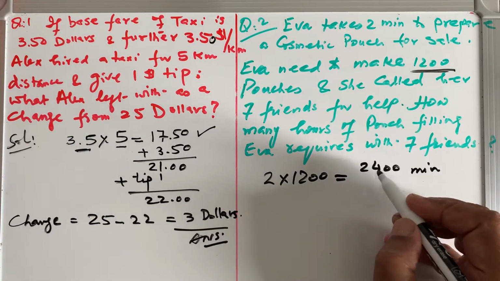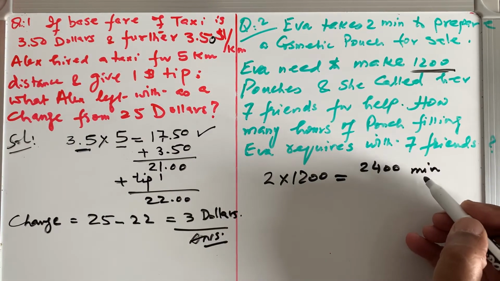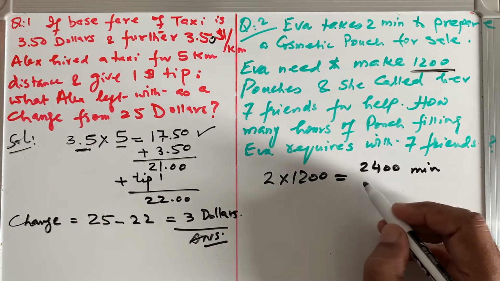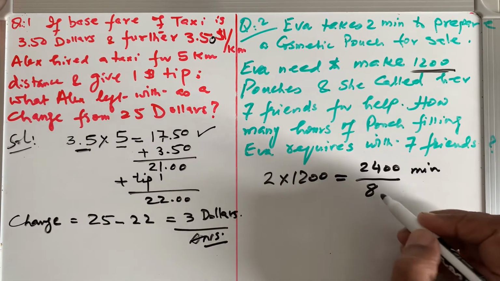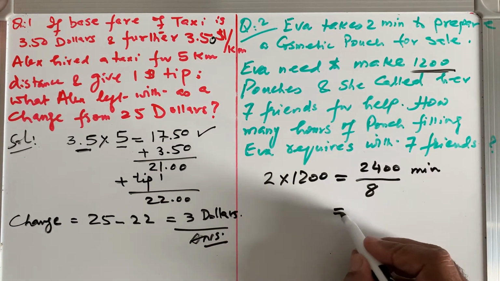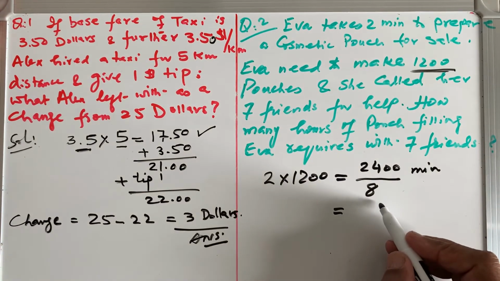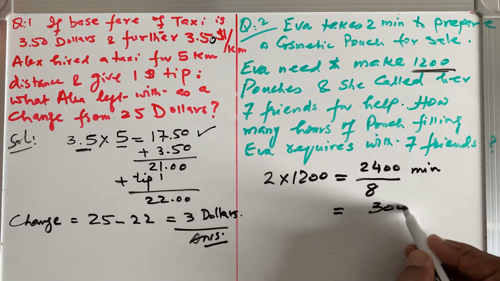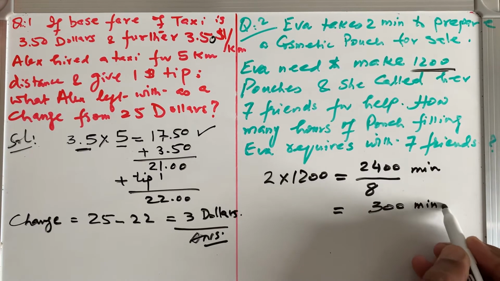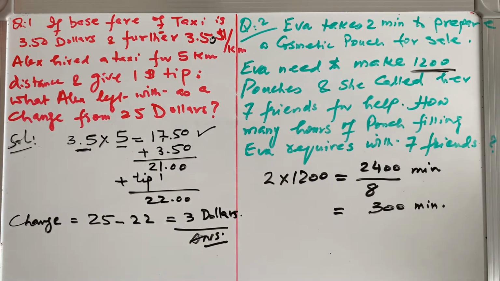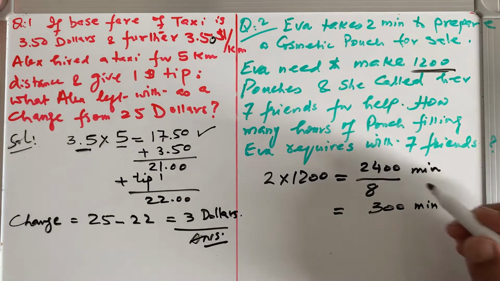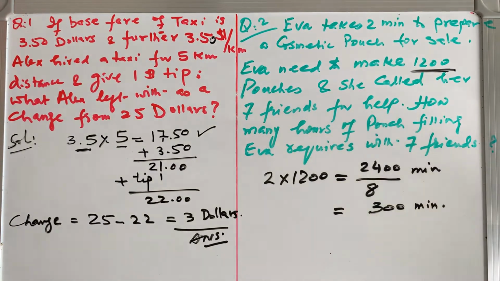So that means 2400 minutes, which is initially required for filling pouches at 2 minutes each, divided by 8 will give you how much time will be consumed with 7 friends. So it will be equal to 300 minutes, right? With 7 friends means you have to divide by 8. Herself and 7 friends, 8. So the total minutes will be 2400 if she is doing it alone, 1200 times 2 minutes to fill up a pouch. Now 8 people are working, so that is 300 minutes.